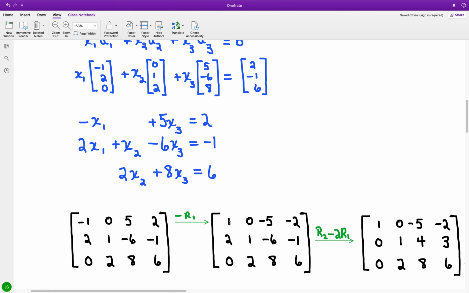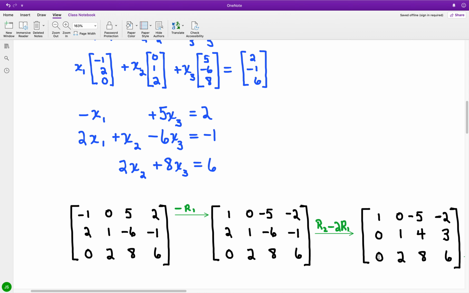So I have 2 minus 2 is 0. 1 minus 2 times 0 is still 1. And we're going to have negative 6 plus 10, which will be 4. And then we're going to have negative 1 plus 4, which will go to 3. So this is what we have in the adjustment. We have 1, 0, 0. Now for the next column, I have 0 and 1. Now I need to make the bottom row such that this 2 becomes a 0.